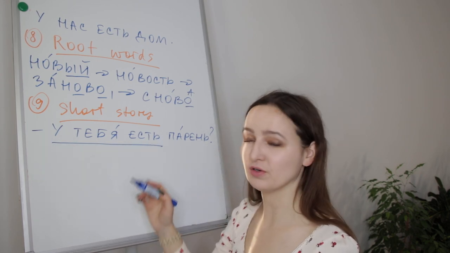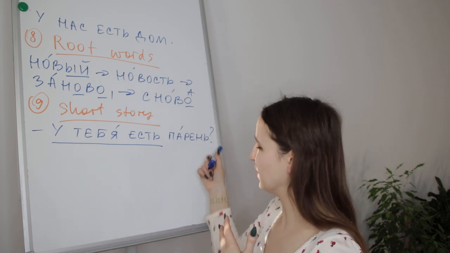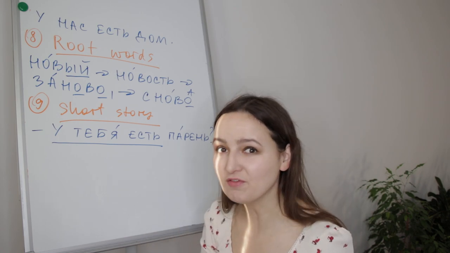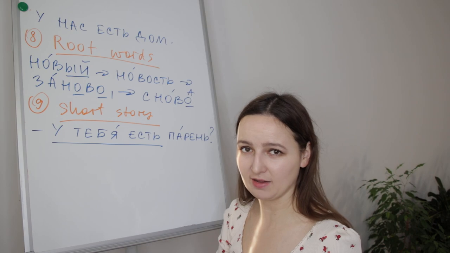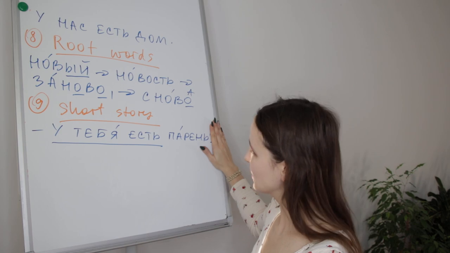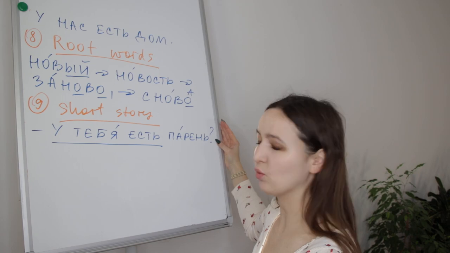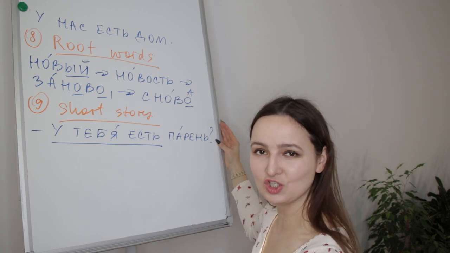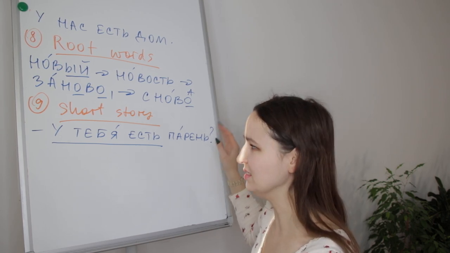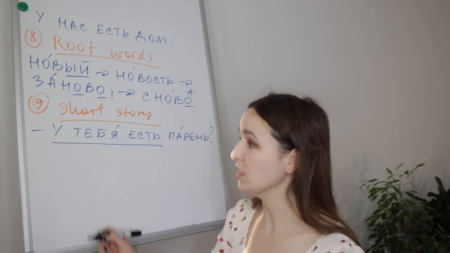This construction we learned yesterday. У тебя есть, you have, or if we have a question here, that means do you have? У тебя есть парень? Do you have a boyfriend? In Russian language, we have just to use our intonation when it's a question. So it can be a statement: У тебя есть парень, you have a boyfriend. When we have a question mark, we have to use our intonation to show that this is a question. У тебя есть парень? Do you have a boyfriend?